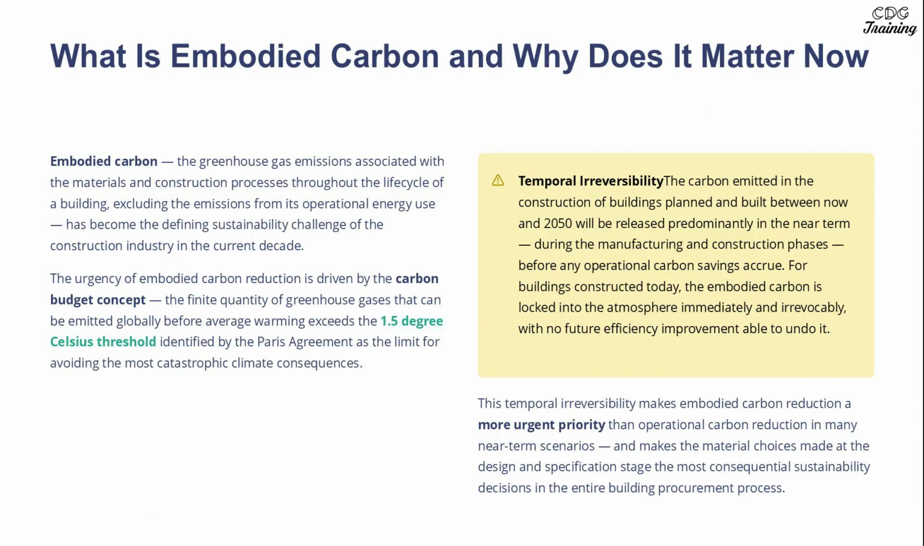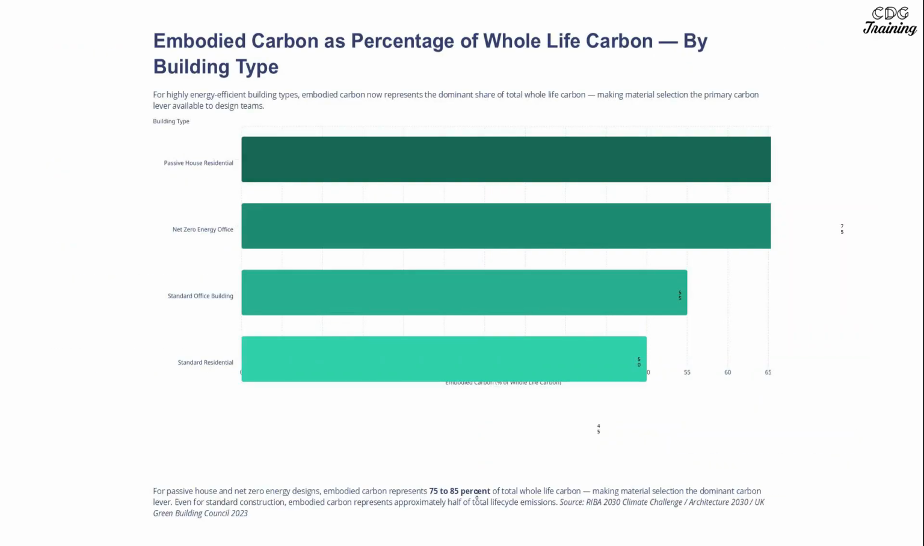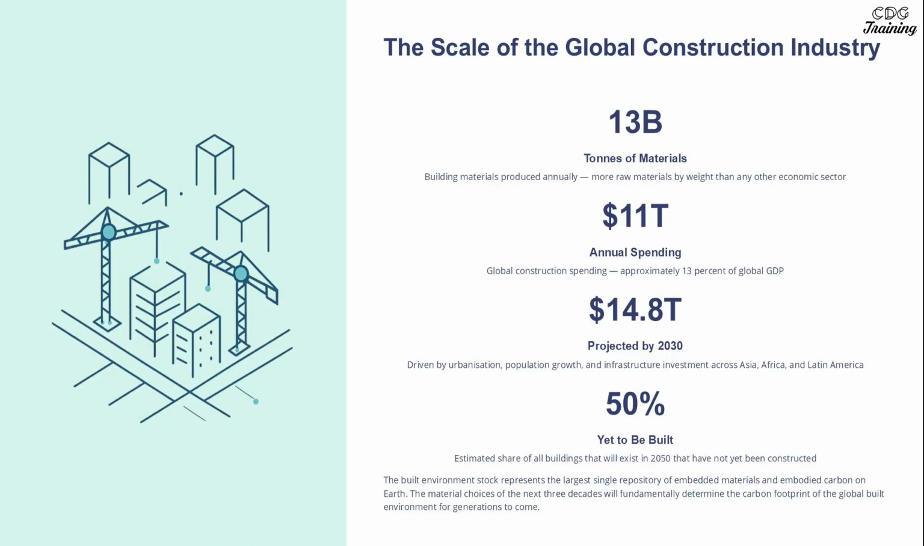Embodied carbon is a critical focus due to its temporal irreversibility, making it a priority for carbon reduction efforts. Addressing it now can prevent long-term environmental impacts. Different building types have varying levels of embodied carbon, emphasizing the need for tailored carbon reduction strategies across the construction industry. The global construction industry is vast, with significant material use and spending. This scale underscores the importance of sustainable practices to reduce carbon footprints.